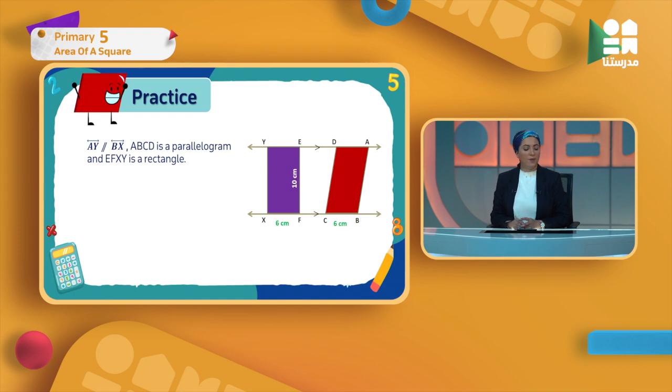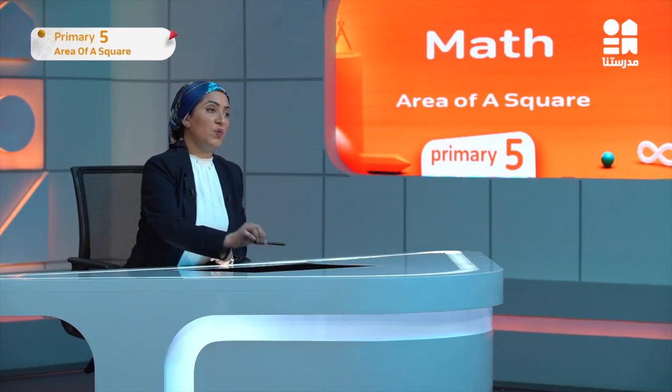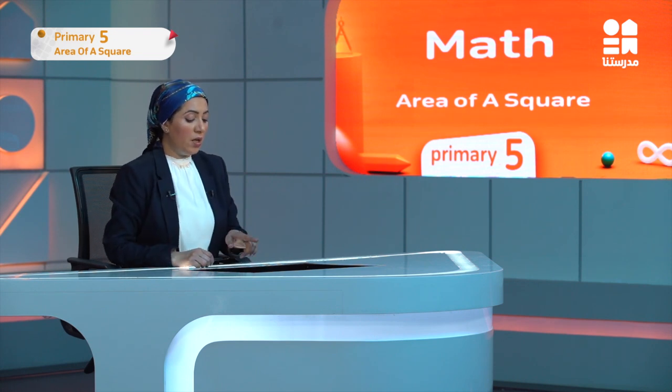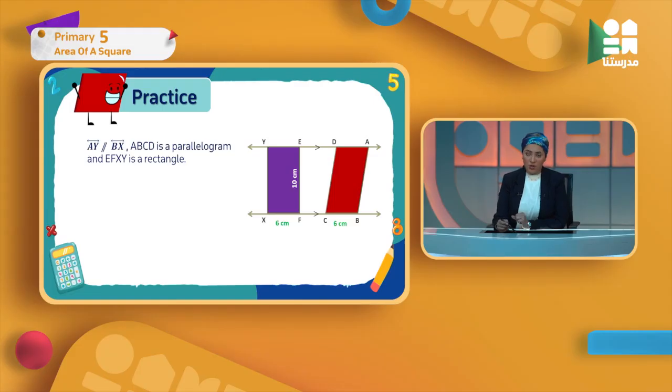As you see here, we have two straight lines parallel to each other, which are the grayish straight lines YA and XB. These are parallel straight lines. Between these two parallel straight lines I have the two shapes we are talking about, which are the rectangle YXFE and the parallelogram, which is in red, DCBA.